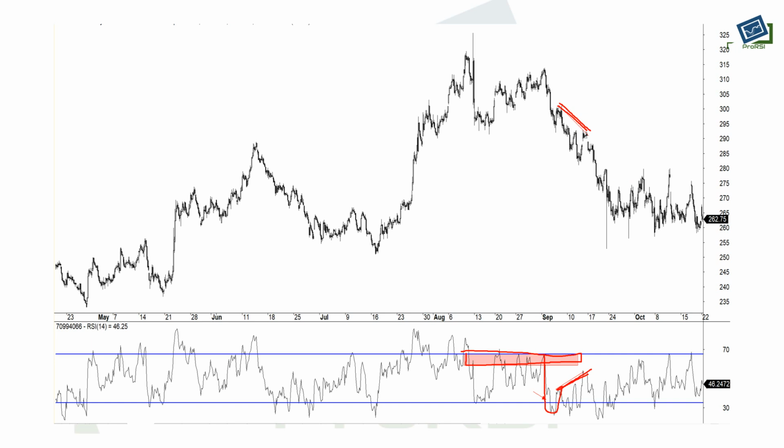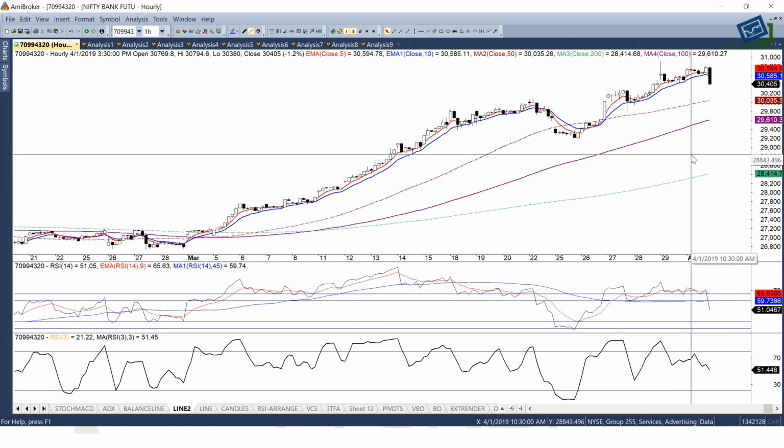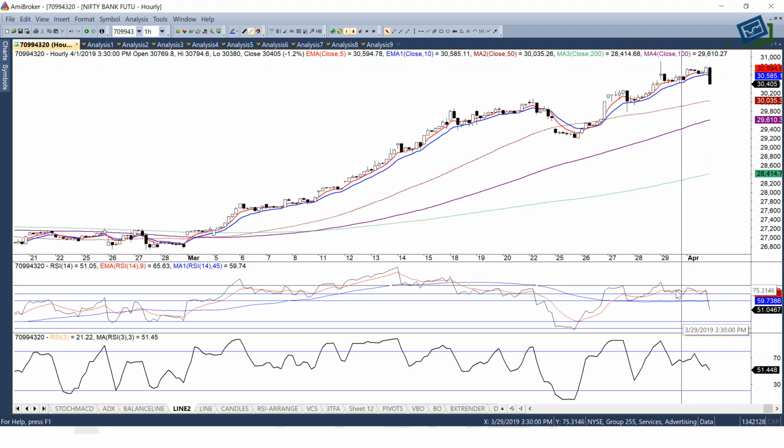Now I'll show you, and after this session if you go and look at some charts you will find many compressions right now, but I like one compression that is one of the best compressions I have ever seen. Just let's talk about it. This is the Bank Nifty hourly chart that ended on 1st April 2019. Now just have a look at this thing.